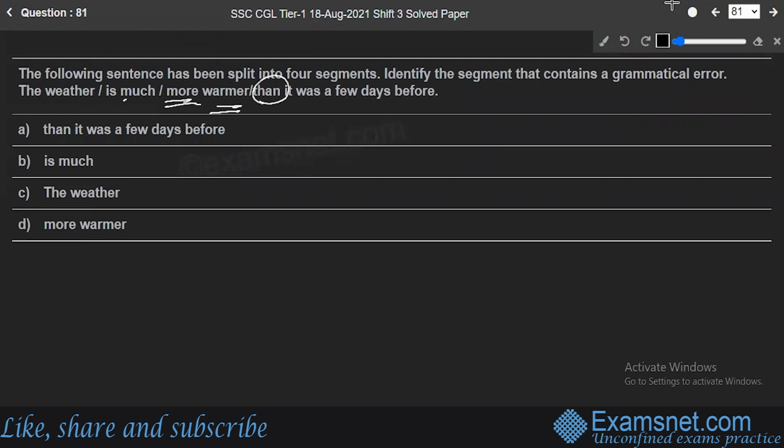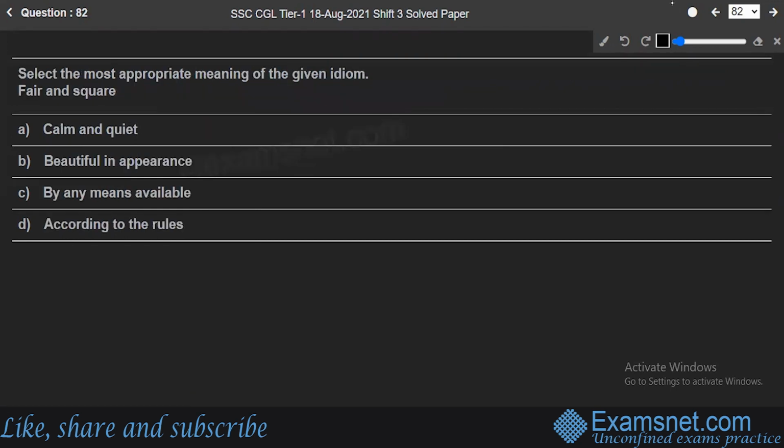Than represents that a comparison is being made in the sentence. Here we are using the word warmer, which is already comparing that the weather is warmer than a particular period of time. So the use of more is absolutely not required over here. This sentence should have been: the weather is much warmer than it was a few days before. So option D, more warmer, contains an error as the word more should not be included. Hope you are clear with this. Next is question number 82.